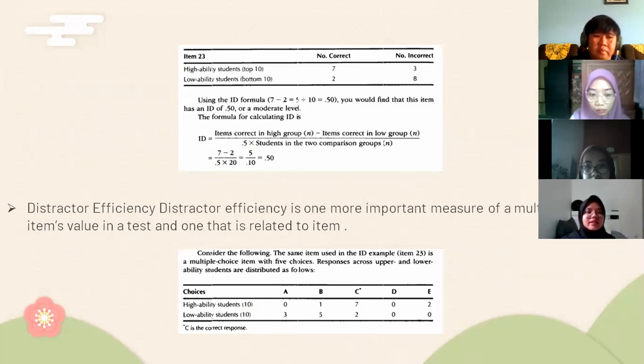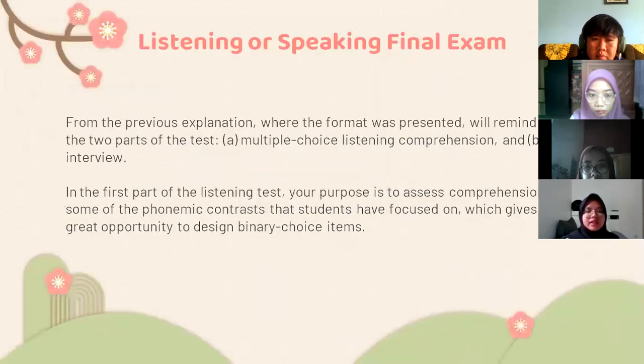The next is distractor efficiency. It is one more important measure of a multiple choice item's value in a test, and one that is related to item discrimination. The next slide.